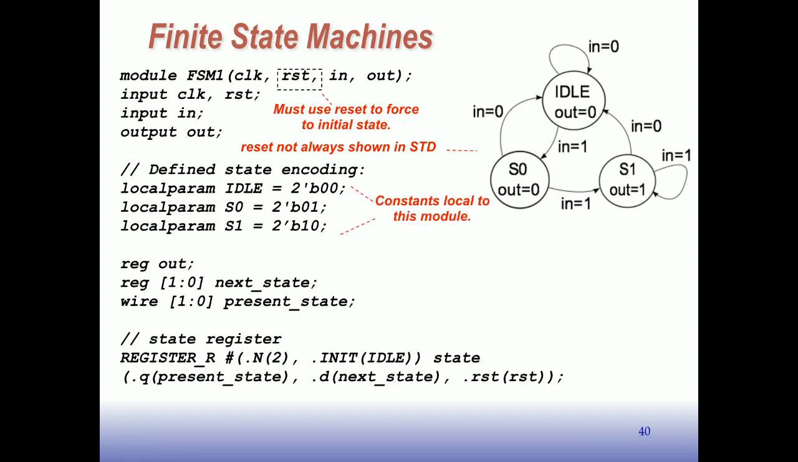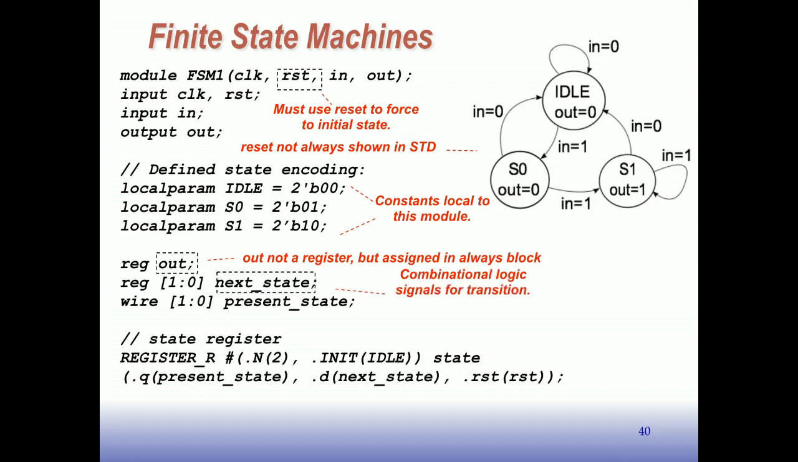So those are constants local to this module. This is not a register, but it gets assigned out, is going to get assigned in an always block, so we have to give it this keyword reg in Verilog. This is also going to get assigned in the always block. And this is the next state. And then present state, that's going to be the value of the register.